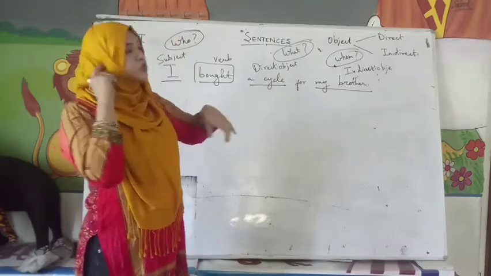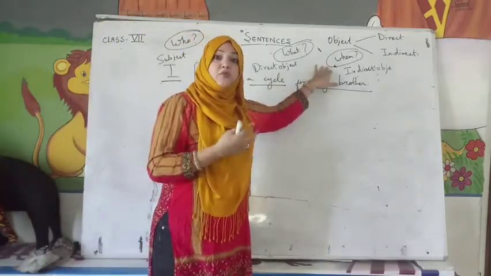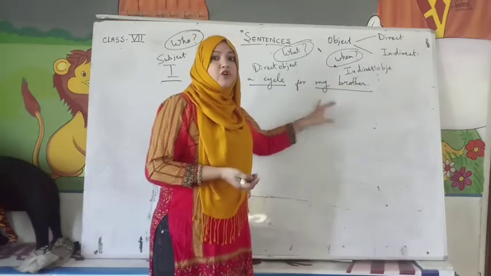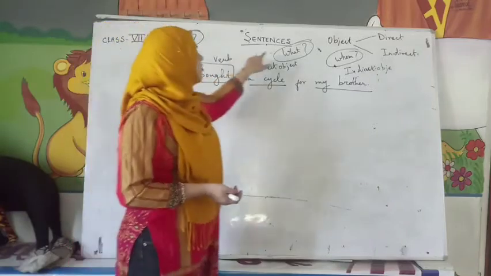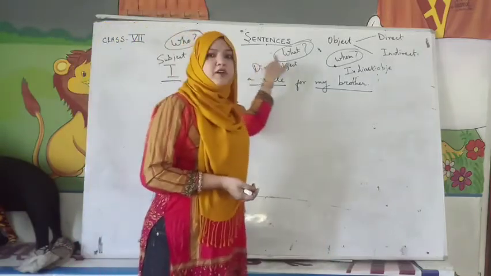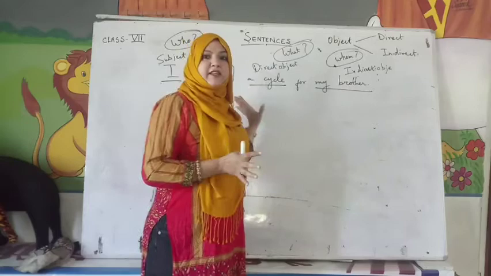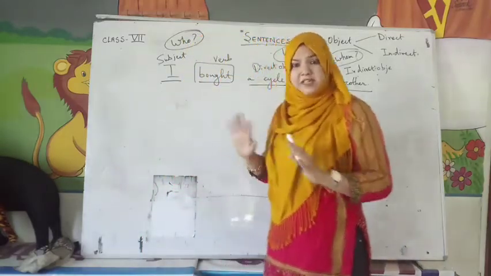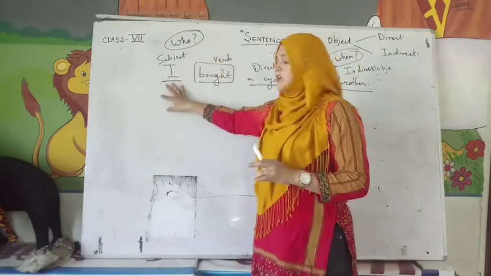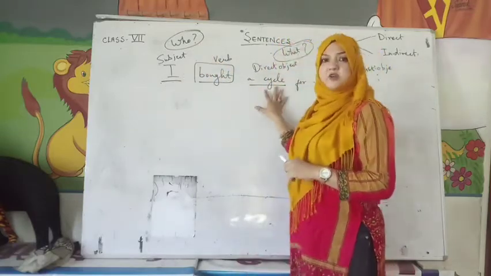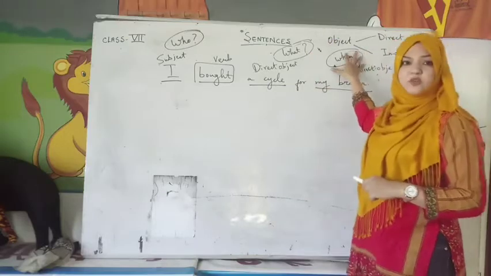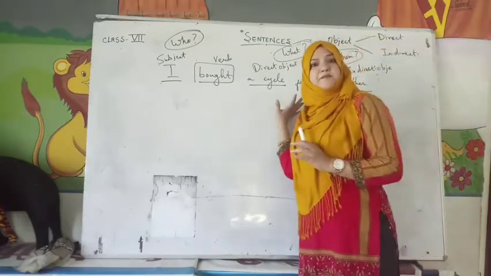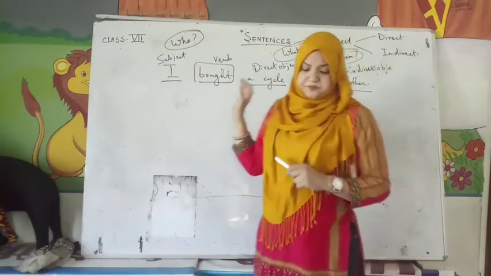And then you ask the question whom. Whom किसके लिए? किसके लिए साइकिल खरीदी? For my brother. So you have to remember these three questions. Who, what, whom. If you remember these, you will get the answer. मतलब who का आंसर जो है वो सब्जेक्ट है, what का आंसर जो है वो डायरेक्ट ऑब्जेक्ट है, एंड whom का जो आंसर है वो इनडायरेक्ट ऑब्जेक्ट है. इज दैट क्लियर एवरीबॉडी?